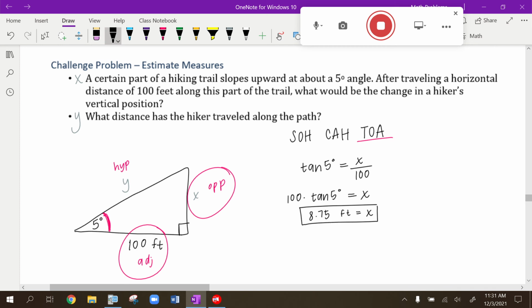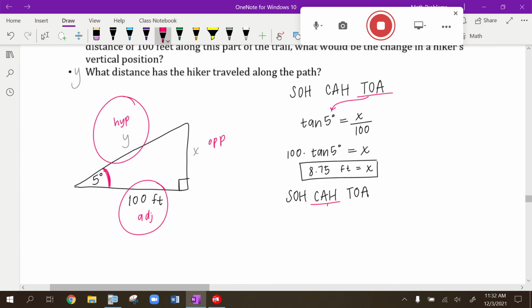Next, to figure out how long they've traveled along the path, we're looking for y. So now we are using adjacent and hypotenuse. Adjacent and hypotenuse, think SOHCAHTOA. Which one uses adjacent hypotenuse? That would be cosine. So I'm going to write cosine of 5 degrees equals the adjacent over the hypotenuse.